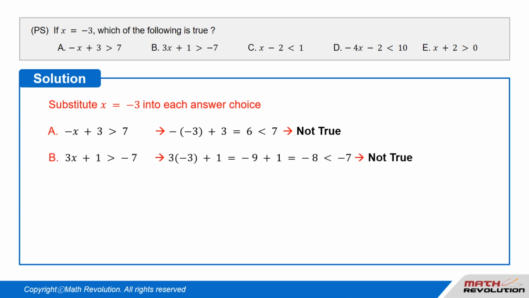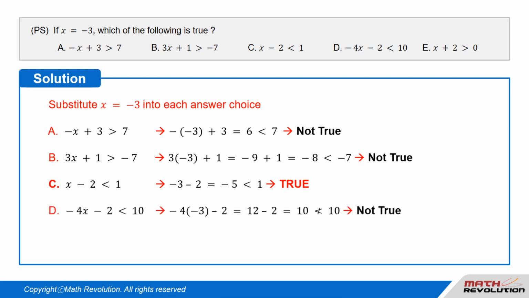B. 3 times x plus 1 is greater than negative 7. 3 times negative 3 plus 1 equals negative 9 plus 1 equals negative 8 is less than negative 7. So this choice is not true. C. x minus 2 is less than 1. Negative 3 minus 2 equals negative 5 is less than 1, so this choice is true.